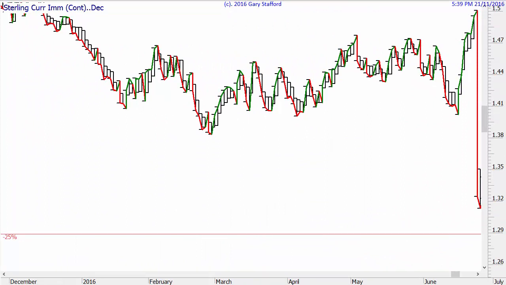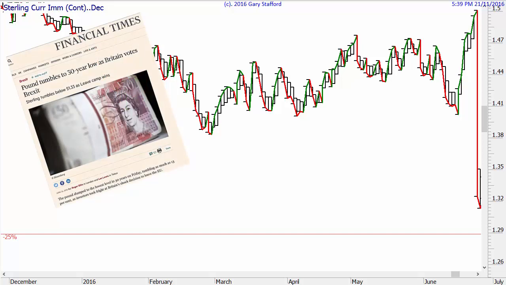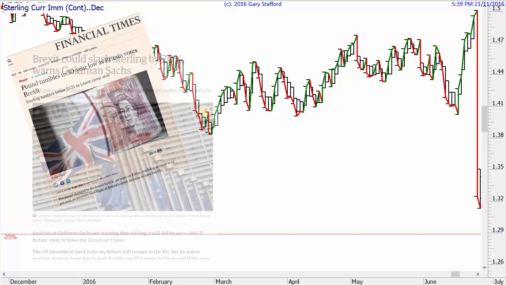Now it takes a fair amount of courage to trade against the trend, and it's a great reason why you should never listen to the news, you should never read newspapers, because it will stop you from doing the right thing at the right time.